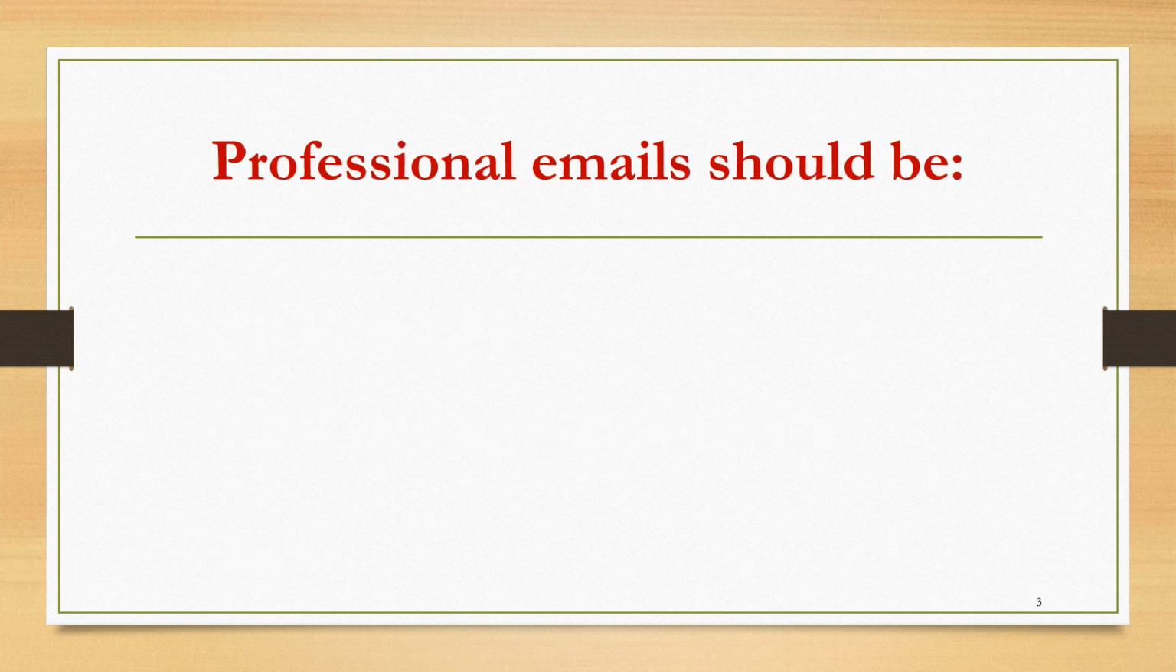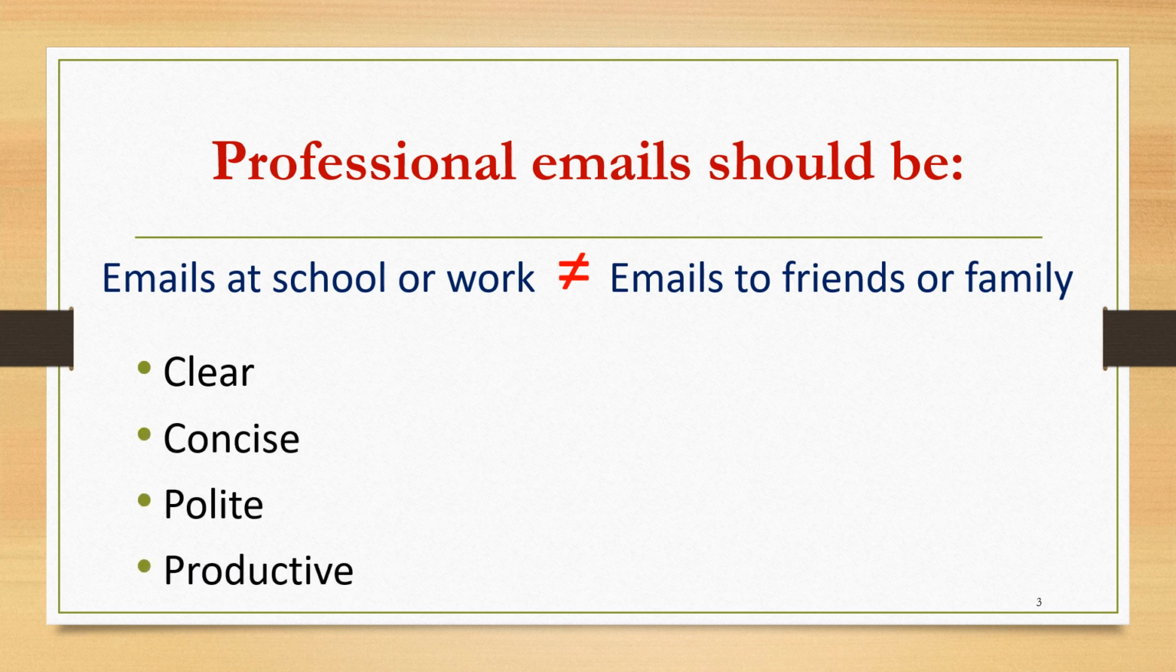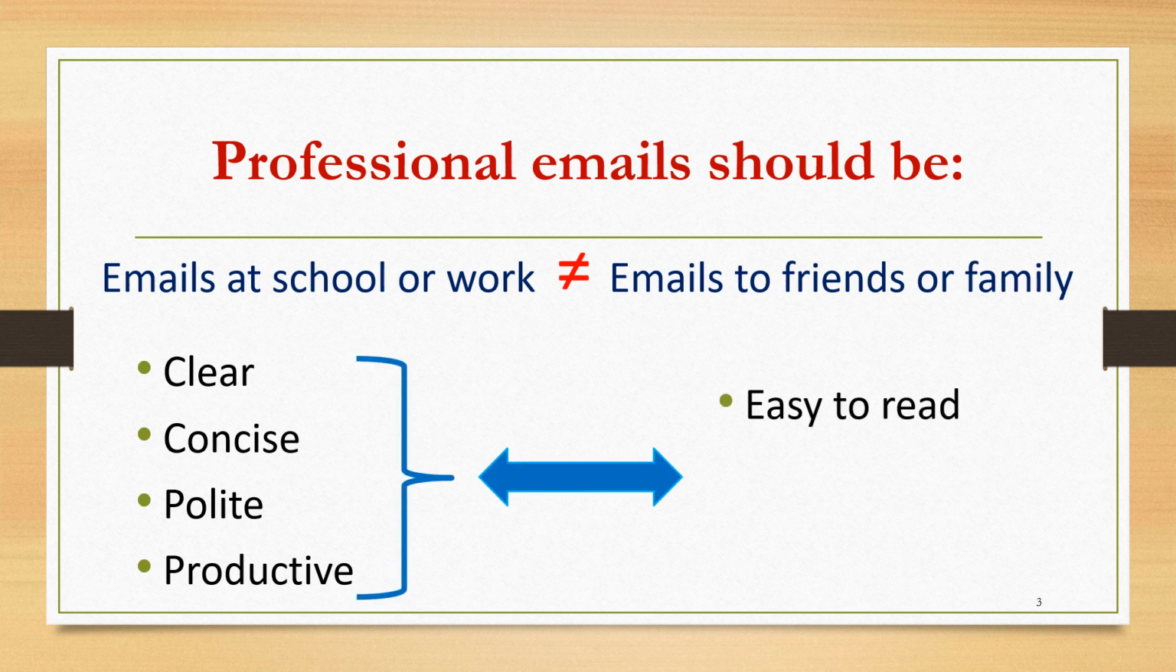When we write emails at school or at the workplace, we should be more careful than when writing emails to a friend or to a family member. Emails at school and at work are called professional emails. Professional emails in English should be clear, concise, polite, and productive. In other words, this means that professional emails should be easy to read and they should get the job done, whether this job is to inform, request, propose, and so on.